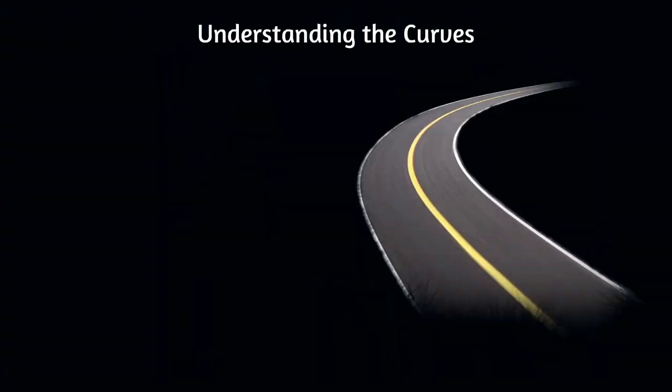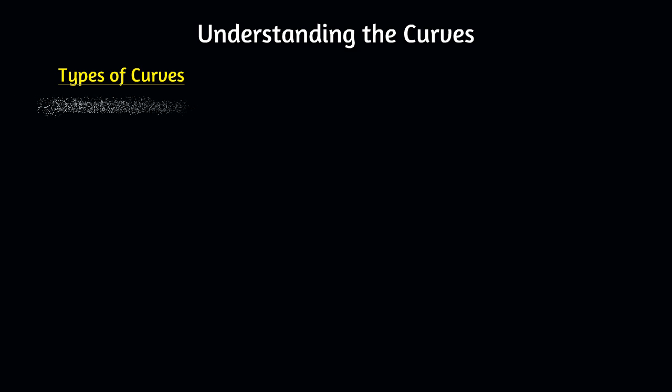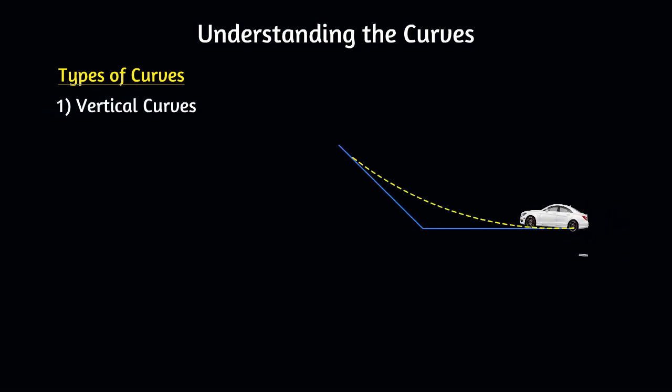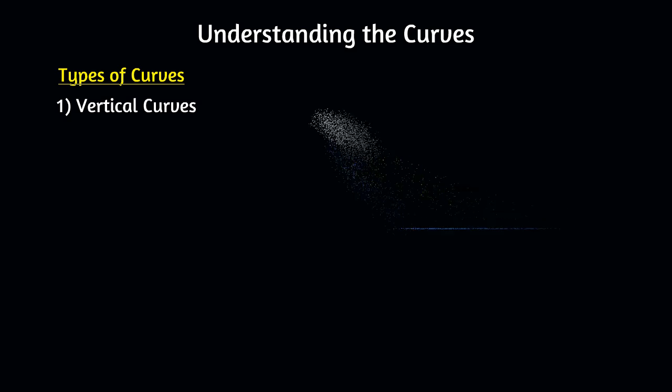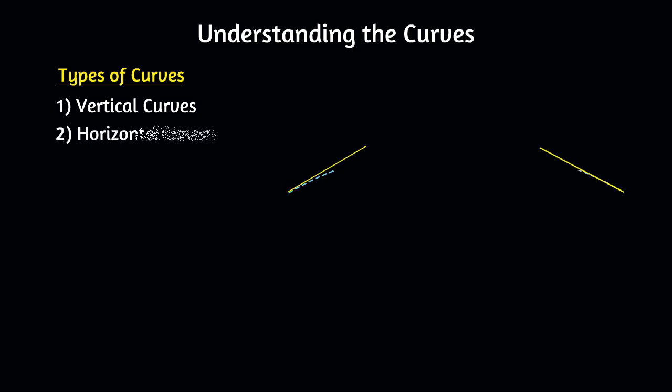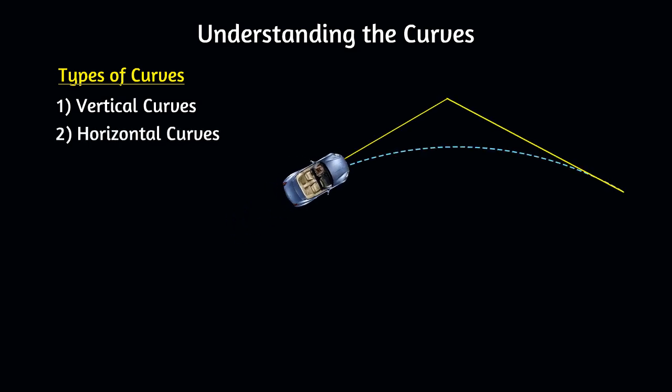From this episode onwards, we will discuss curves in detail. Let's start by looking at the major types of curves. Vertical curves. Vertical curves help ensure smooth vehicle movement when two roads with different slopes meet. These curves provide comfort and safety while traveling uphill or downhill. Horizontal curves. Horizontal curves allow vehicles to change direction smoothly when two different road alignments meet at a single point. These curves are essential for maintaining speed and stability.